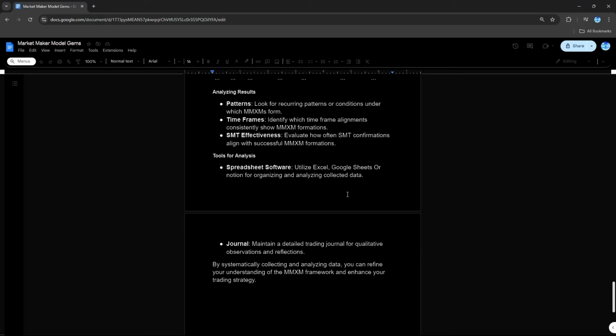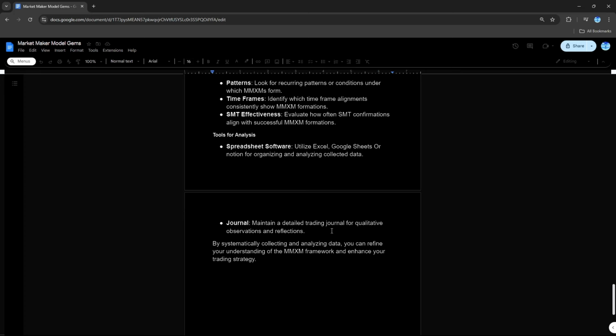Journal everything you can. Use spreadsheet, Notion, whatever you need to do. Collect data, analyze the data, and refine your understanding of the market maker model framework. And then you'll be able to add things such as CRT, power of 3, and be able to catch even better entries on top of just normal turtle soup entries. You'll be able to add your market maker framework, your power of 3 framework, your weekly, daily profiles into it to be able to catch the entire daily range of a Tuesday, Wednesday, or Thursday.